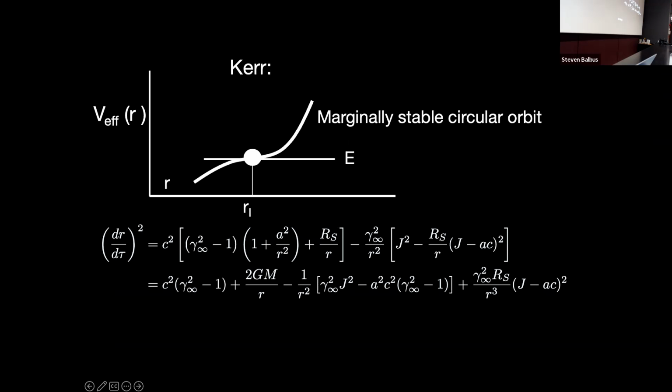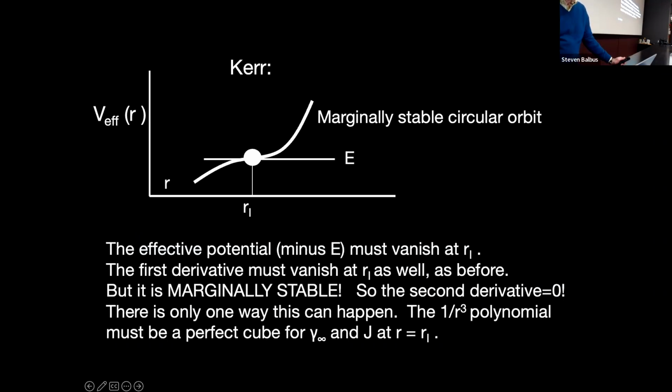Circular orbit, ISCO, right? That means the first derivative of the effective potential has to vanish. Marginally stable. That means the next derivative has to vanish. However ugly that cubic is, there's only one way. It can be 0, and the first derivative and second derivative will vanish. It must be an inflated cubic. And you know what? That's just what I've said.